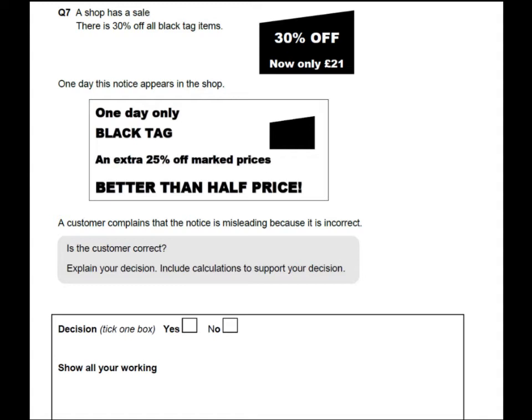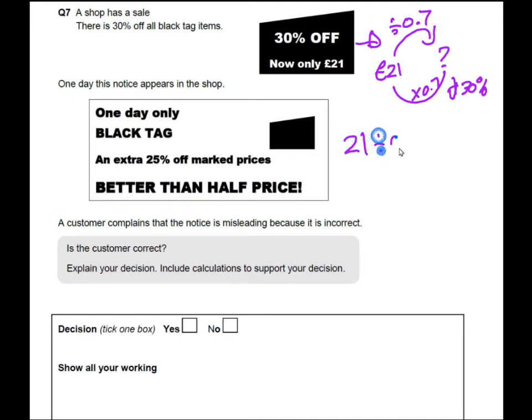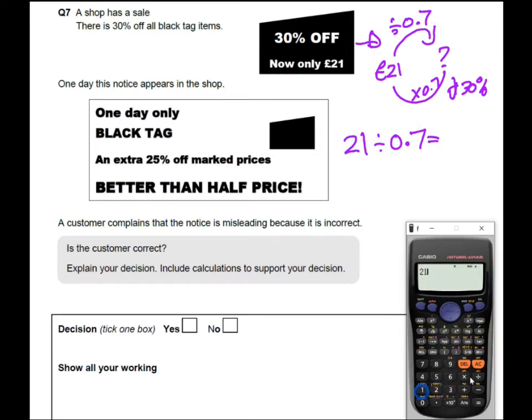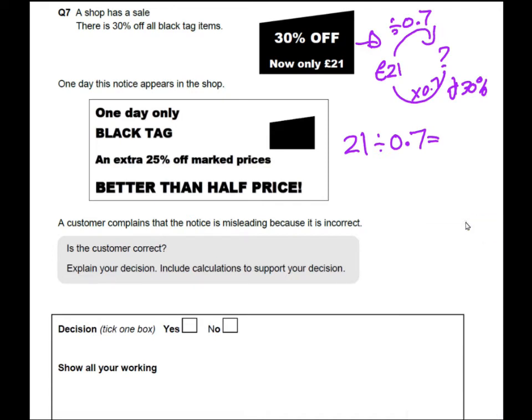So, what we need to do first is work out the original price after the 30% drop. So we know the new price is 21 and it dropped by 30%. So we've multiplied by 0.7. So in order to find the original amount, we divide by 0.7. So 21 divided by 0.7 on our calculators gives us £30 as the original price. So the original price was £30.